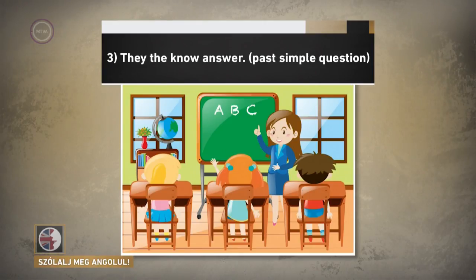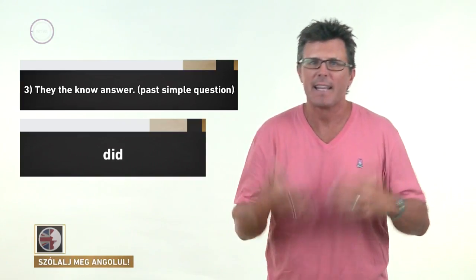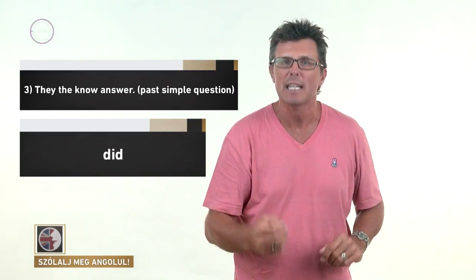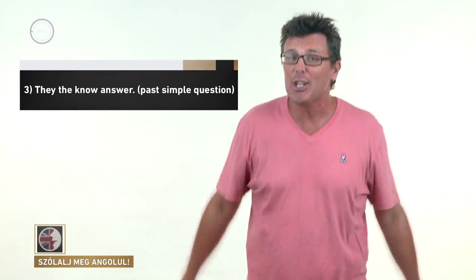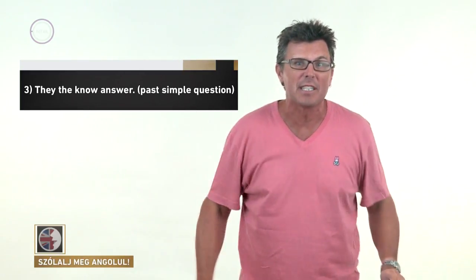Past simple question from this muddle of words. Number 3. They the no answer. Past simple question. Well, so we need to make this into a question in the past simple. Easy. What do we need? The past tense of do. Did. That's the auxiliary verb we need to use. And what about conjugation? There isn't any. It's did for all the subjects.